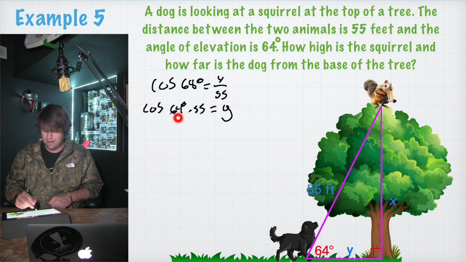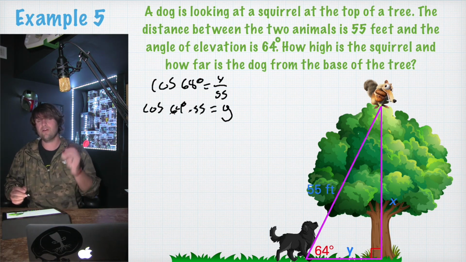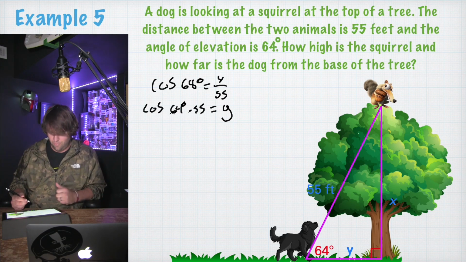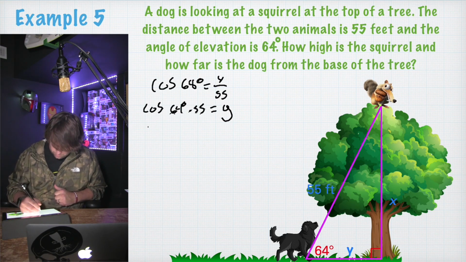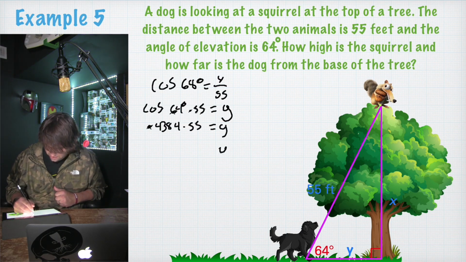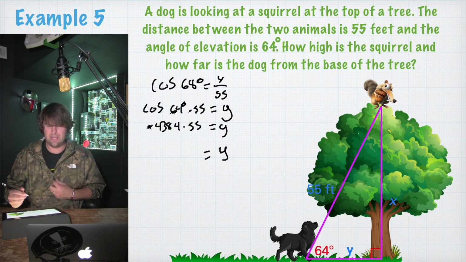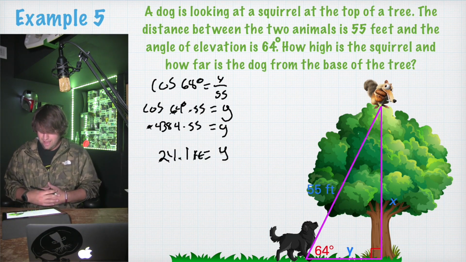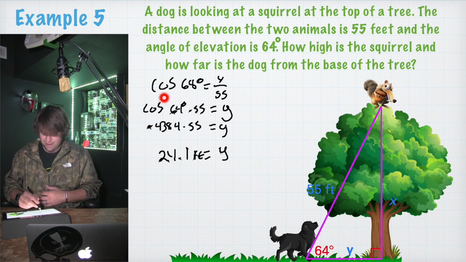Now we have to find out what cosine 64 is. We go to the chart. It's 0.4384. 0.4384 times 55 equals y. And y is going to equal 24.1 feet. Okay. That was solving for y, and we used cosine.